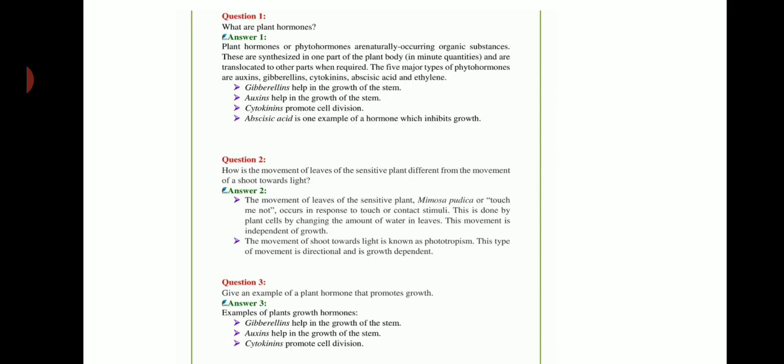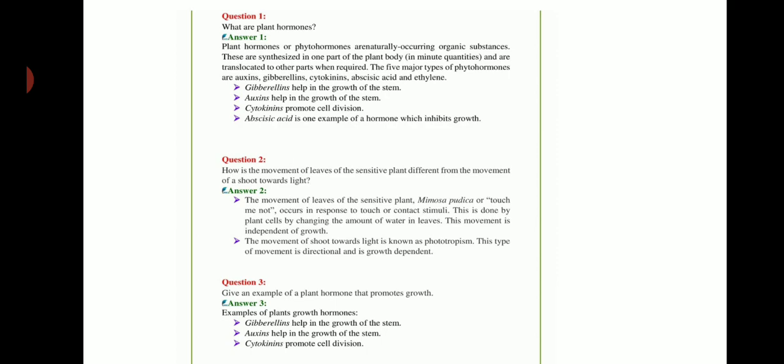First, the movement of leaves of the sensitive plant. The scientific name of the sensitive plant is Mimosa pudica, or touch-me-not. The movement occurs in response to touch or contact stimuli. That means only when we touch the leaves, then they fold. By themselves they will not fold. This is done by plant cells changing the amount of water in leaves, and this movement is independent of growth. Okay, this type of movement is independent of growth, and it is also called nastic movement.